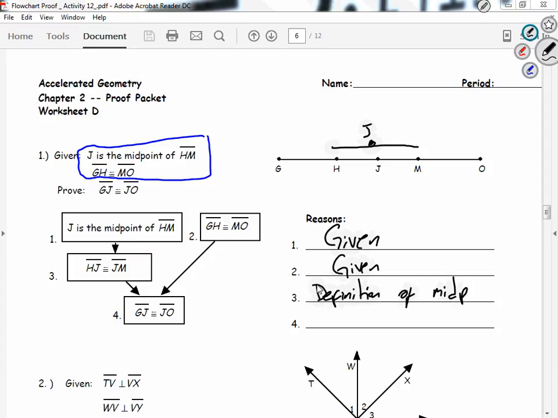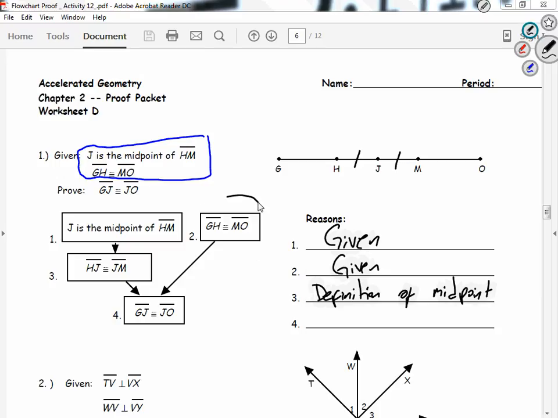Every time you see something mentioned, midpoint, like in statement 1, think about what a midpoint is. The point in the middle of a segment. So there's a segment, the point in the middle, that means the two little segments it creates, HJ and JM, are equal. As a matter of fact, let me come over and mark them. HJ and JM are equal. I'll mark them the same.